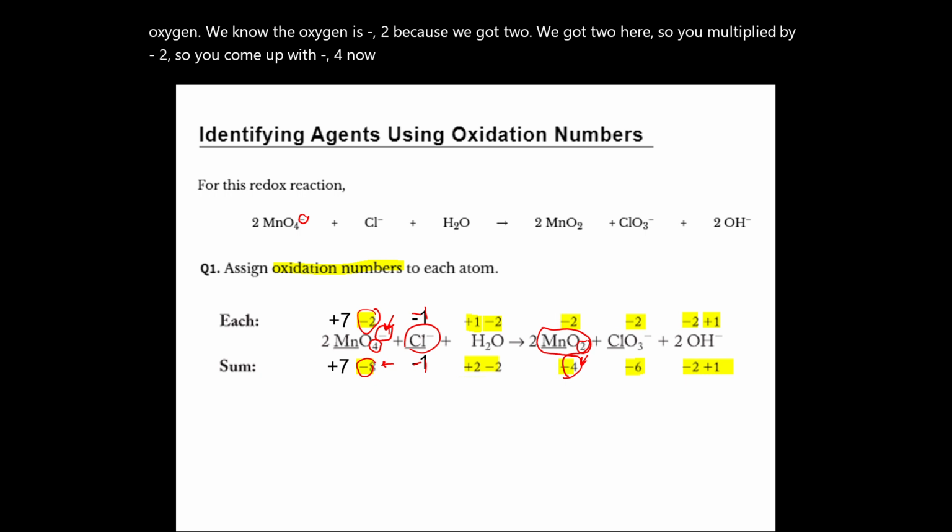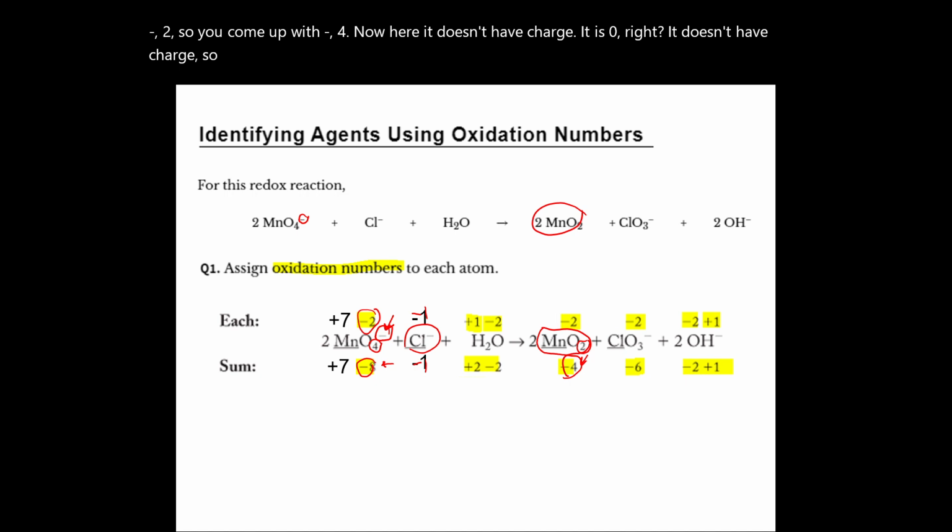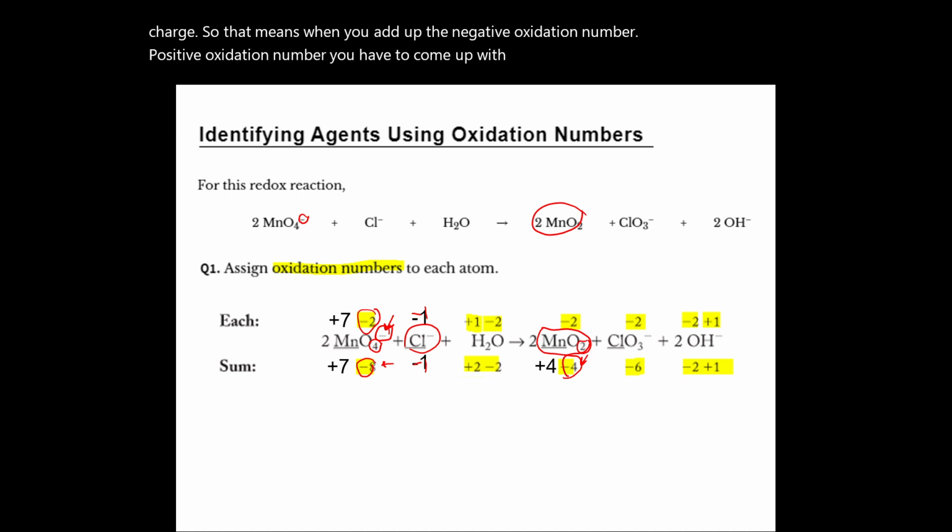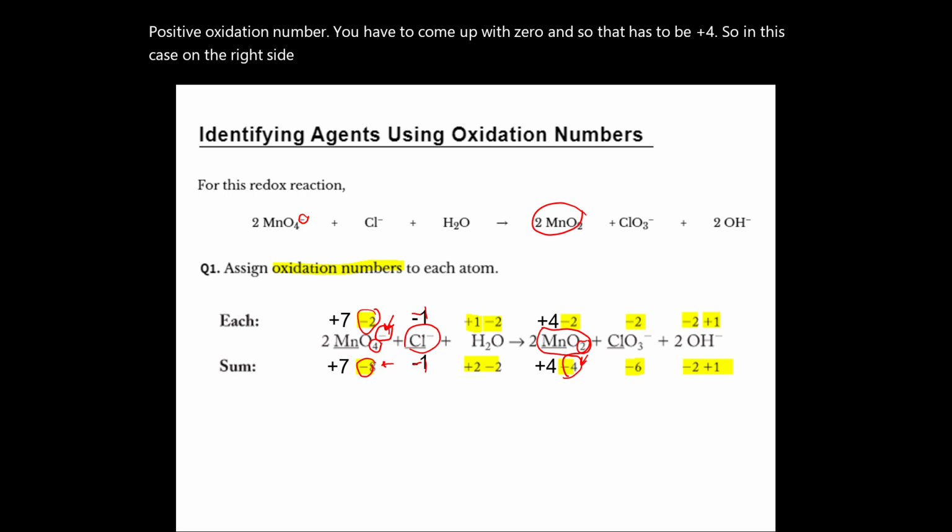Now here it doesn't have charge; it's 0, right? It doesn't have charge, so that means when you add up the negative oxidation number and positive oxidation number, you have to come up with 0, and so that has to be +4. So in this case, on the right side, the oxidation number of manganese is +4.